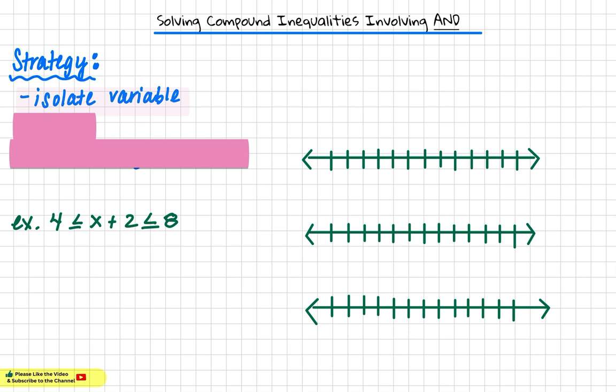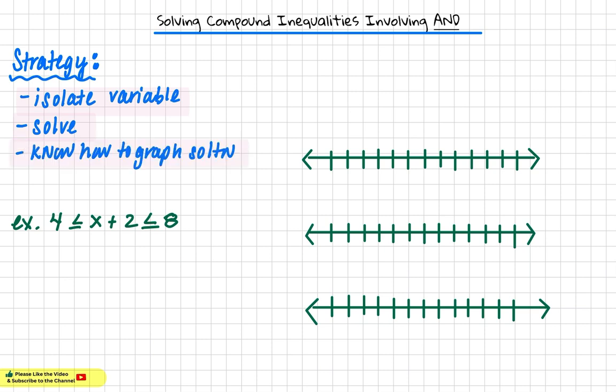And that is first, isolate the variable, which we're familiar with from past videos. We're going to solve, and then we need to know how to graph the solution, which we're going to go over here. So we're going to do this problem that I have here as an example. We have 4 is less than or equal to x plus 2, which is less than or equal to 8. Remember, when it's like this, we're saying this is an and example. 4 is less than or equal to x plus 2, and x plus 2 is less than or equal to 8.